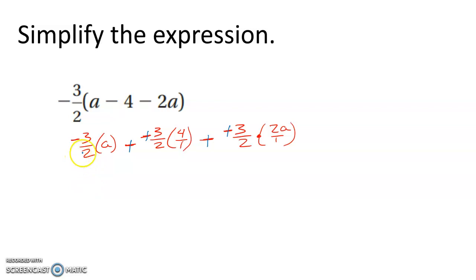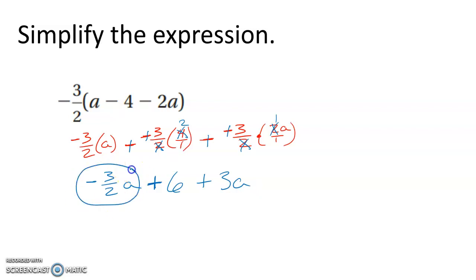Then I'm going to do my multiplication. Negative 3 over 2 times a is just negative 3 over 2a. All right, now this is an addition now. Plus, and I'm going to take a 2 out of the 4. So 3 times 2, that's 6. Plus, take a 2 out. 3 times 1 is 3, so that's 3a. But I still have to combine my like terms. There's 2 of them that have a's. So 3, and over here, negative 3 over 2.